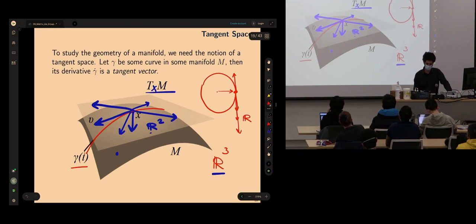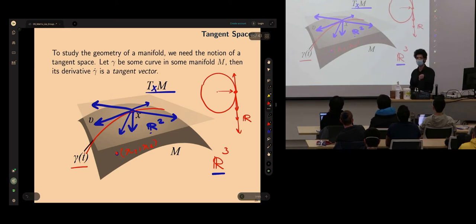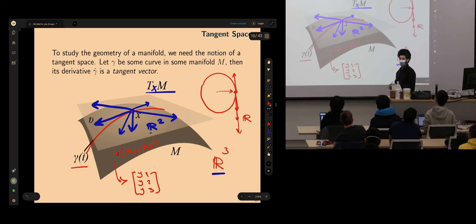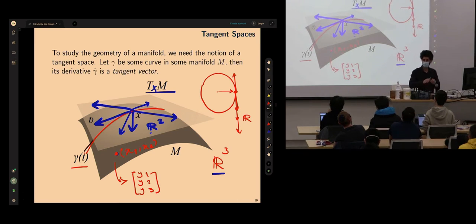You can also relate to this idea that you need 2 parameters, let's say x1 and x2, to be somewhere on this curved space. These 2 numbers are not the same as the ambient space coordinates, because this point in R3 obviously has x1, x2, x3. I'm going to use different symbols. It is somewhere in that ambient space, but on the surface, you can parameterize it with 2 numbers.